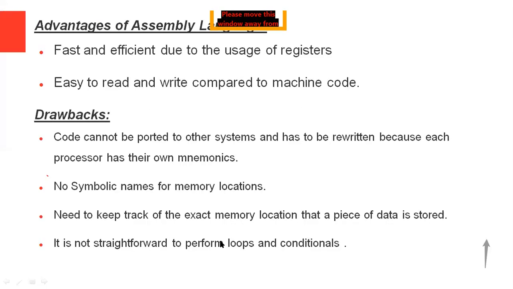Next, in this also we have some advantages and some disadvantages. What are the advantages and what are the disadvantages? The first advantage is that it is fast and efficient due to the usage of registers. In the first generation languages there were drawbacks with special purpose registers, so to overcome those drawbacks, that is the advantage here: fast and efficient due to the usage of registers.